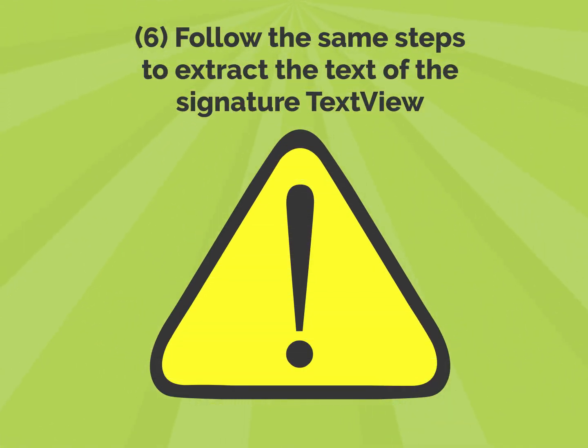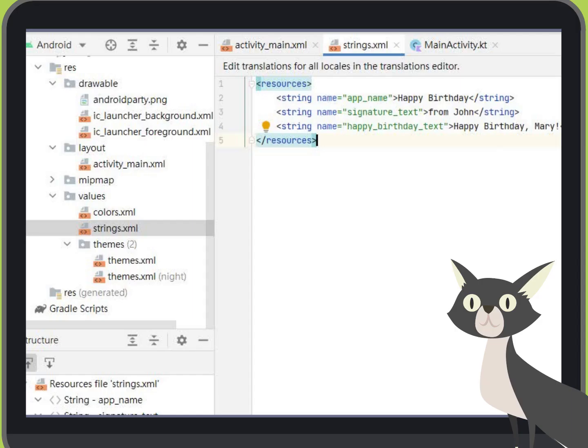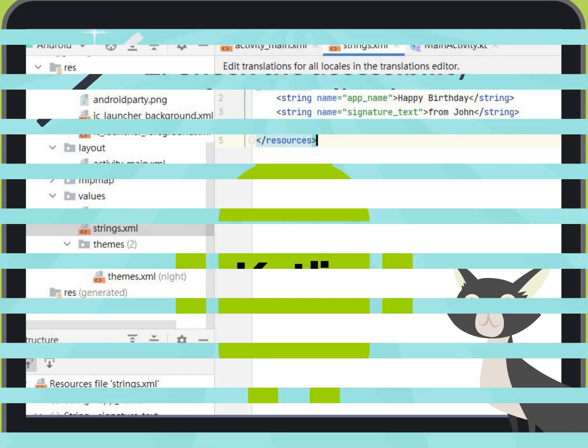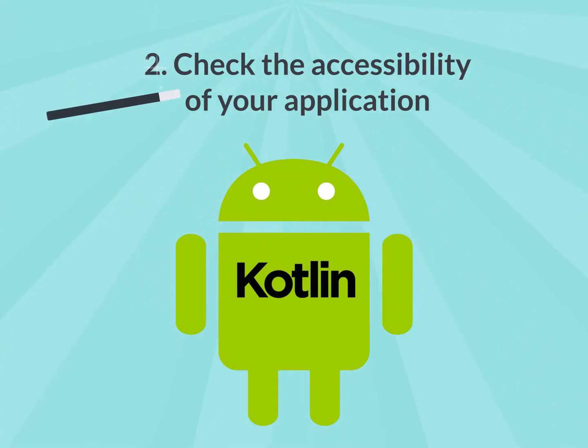6. Follow the same steps to extract the text of the signature text view. And name the string resource signature_text. Your completed file should look like this. 2. Check the accessibility of your application.